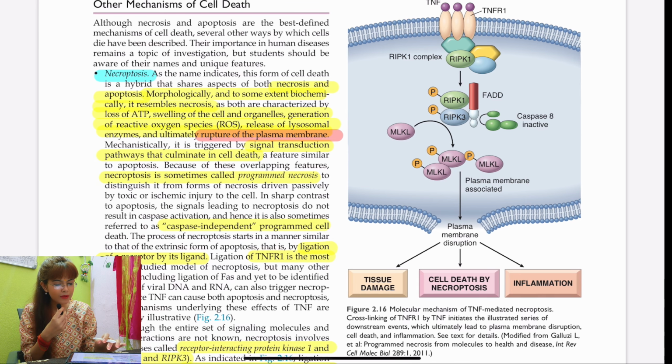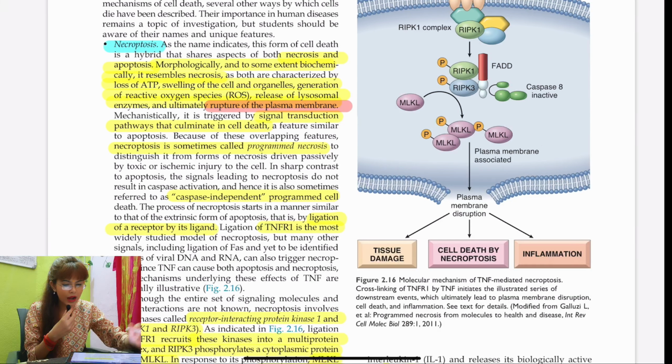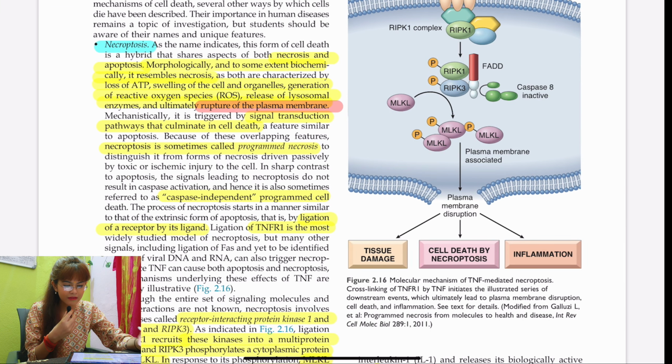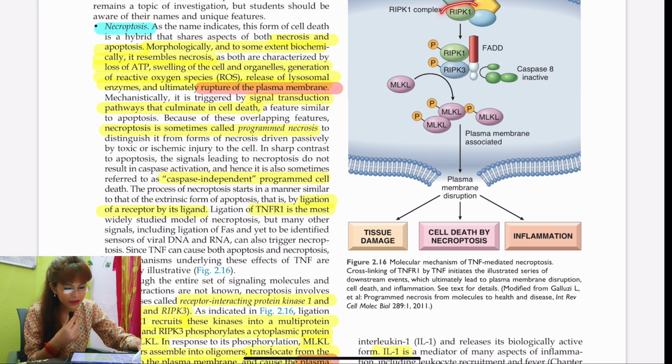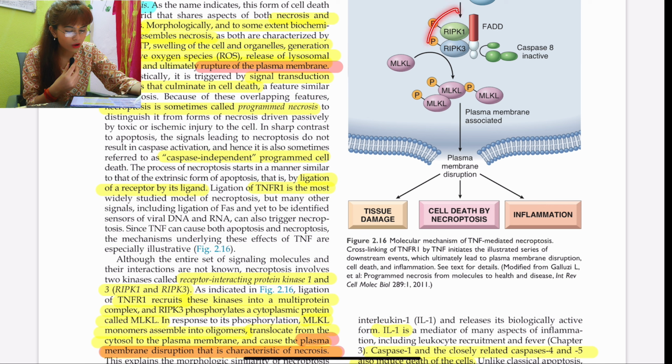Okay? So what happens is, there's going to be binding of TNF with the receptor, which will ultimately bind and activate something called RIP-K, or the receptor interacting protein kinase 1 and 3. The ligation of TNFR1 recruits these kinases into a multi-protein complex, and the RIP-K phosphorylates a cytoplasmic protein called MLKL. So ultimately, when this complex is getting formed, this MLKL is getting phosphorylated.